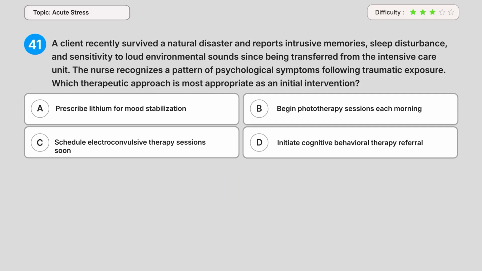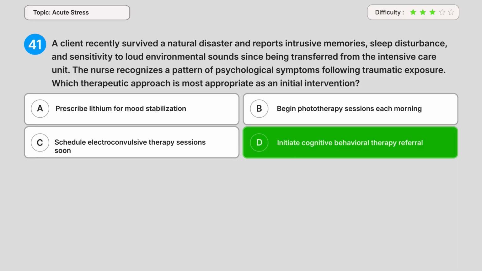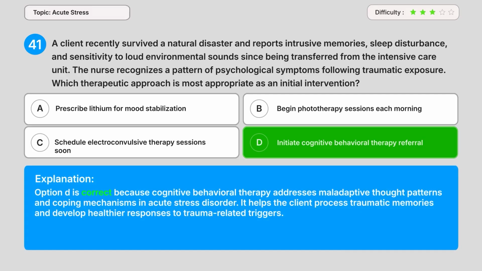Correct. Answer D. Initiate cognitive behavioral therapy referral. Explanation. Option D is correct because cognitive behavioral therapy addresses maladaptive thought patterns and coping mechanisms in acute stress disorder. It helps the client process traumatic memories and develop healthier responses to trauma-related triggers.